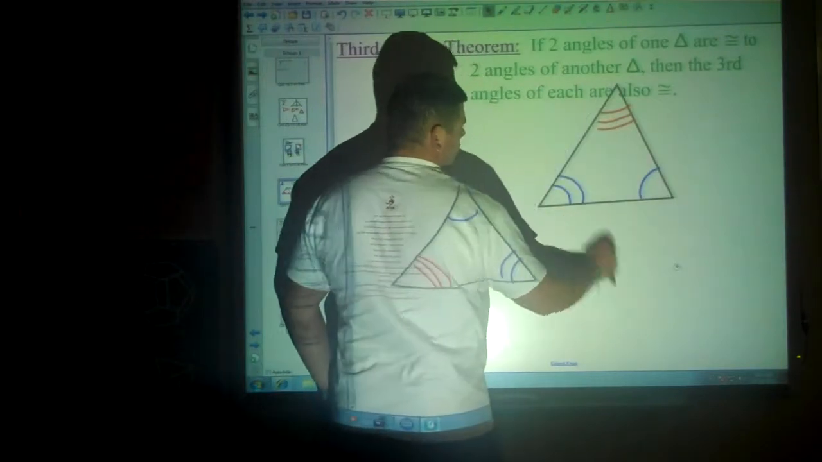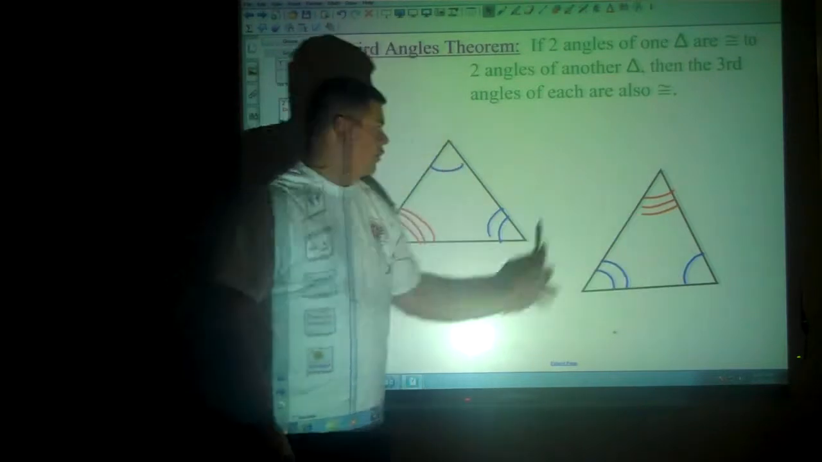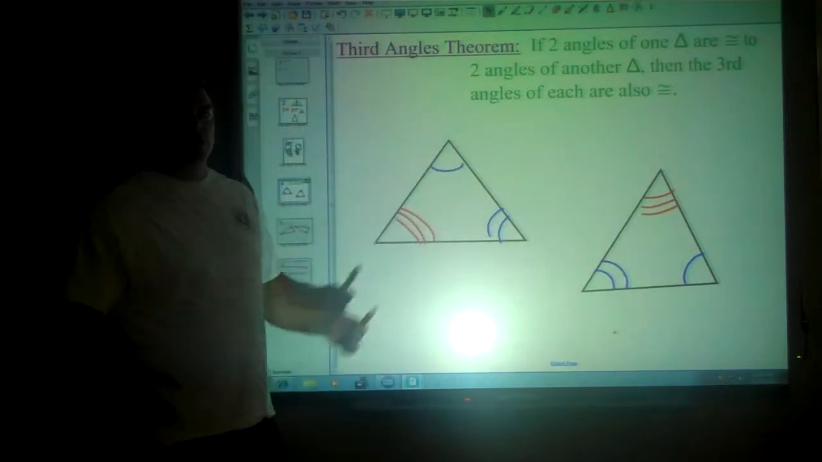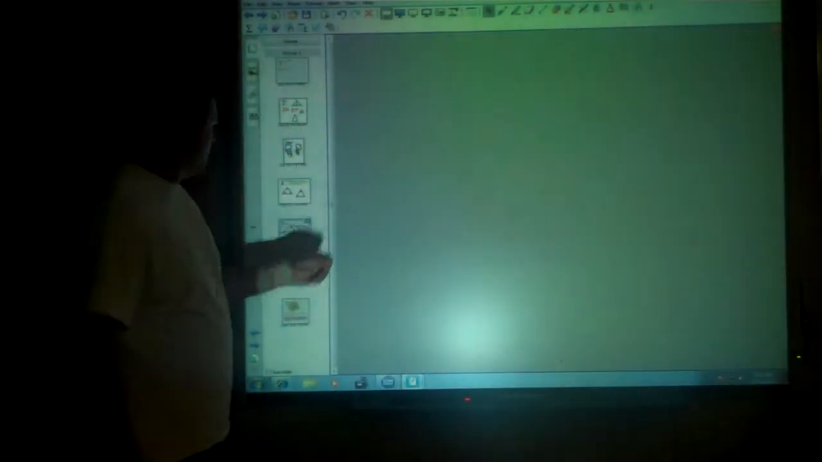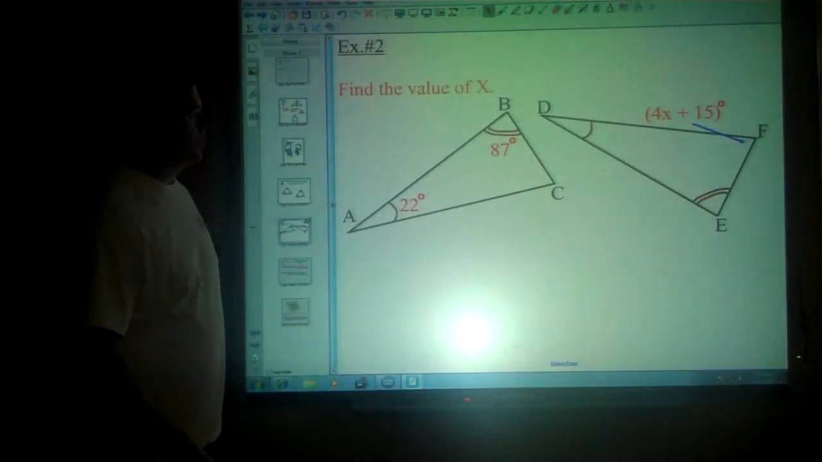No matter how the shape is oriented, if two of one match up with two of the other, the third one has to be the same. It's the third angles theorem. Alright? Find the value of x. We're going to use the third angles theorem.